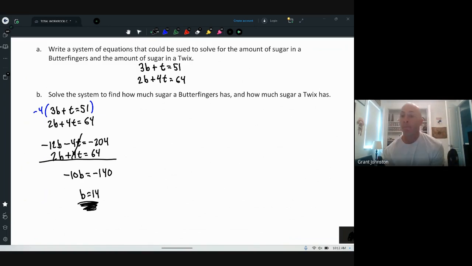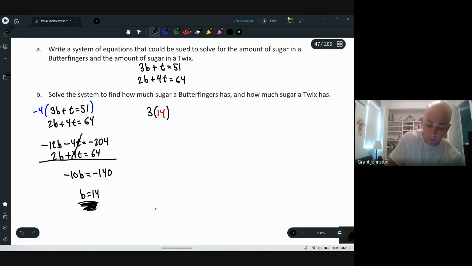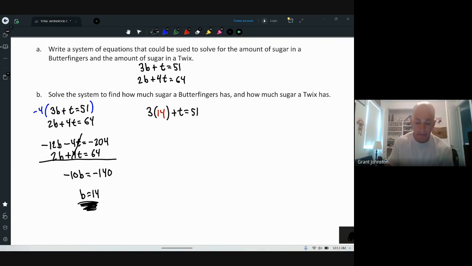So what that means is that Butterfingers have 14 grams of sugar in them. Found that out. Now let's figure out how much Twix have in them. I'm going to take that 14 and plug it in for b in either equation. I'll plug it in the first one. 3 times 14, plus t equals 51. 3 times 14 is 42. Subtract 42 on both sides. t is going to be 9.